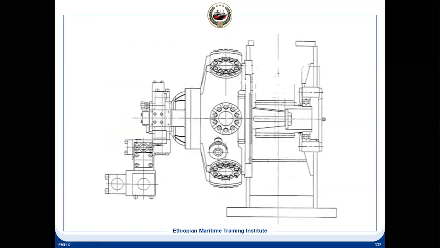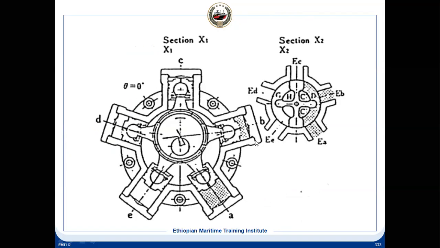So you can see there are a number of pistons. These are all end covers, that is the cylinder top cover, and these are the valves. This valve is at the end, which is rotated by the crankshaft itself. If you see the cross-section, it will look like this.